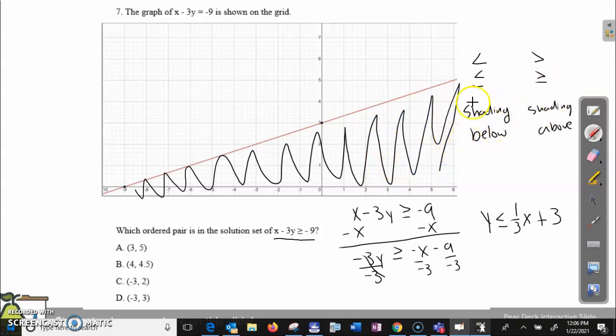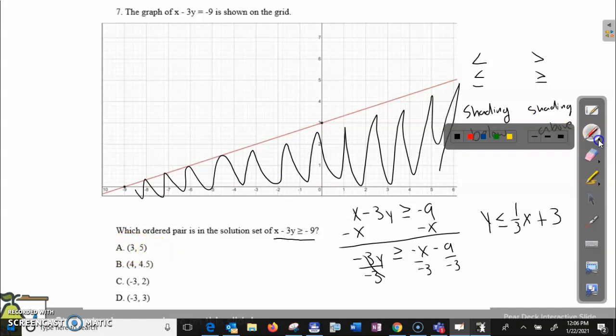And now, let's go ahead and figure out which one of these points is inside the shaded area or on the graph. So if you're plotting points, let's go ahead and figure it out. Let me change colors. You guys can see those points. Now, this one, 3 and 5, that would be right here. Nope. 4 and 4.5 would be right there. Nope. -3 and 2, that is right on the line. So that's your answer.